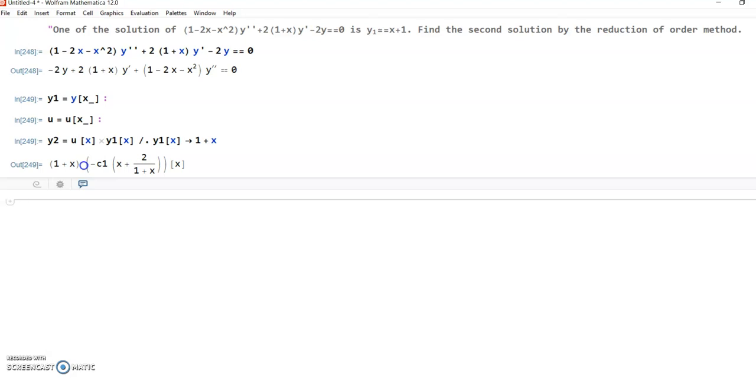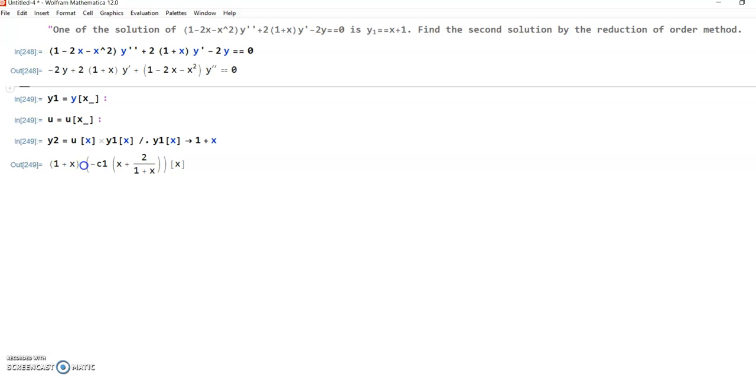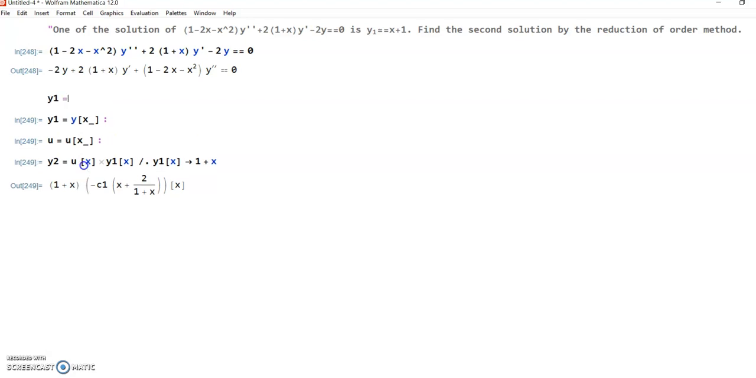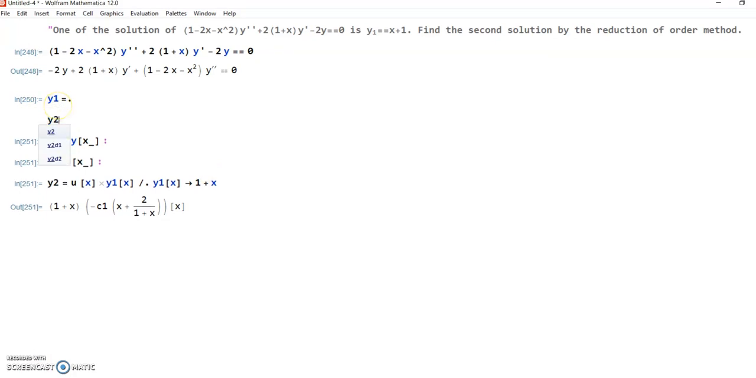strange. Maybe it's because I am getting some initial values. So let's initialize some of those values. So y1 is clear. Let's clear the contents of y1. Okay, and let's try. Still I'm getting something like c1 into x plus 2 over 1 plus x. In order to remove this error, maybe I can try to initialize the value of y2 as well.